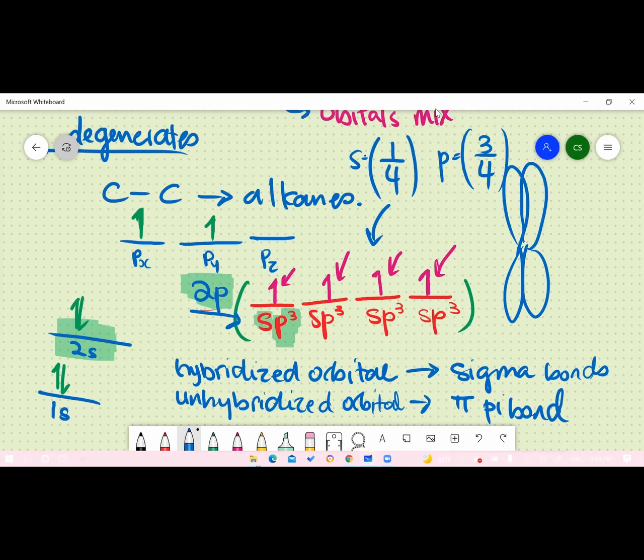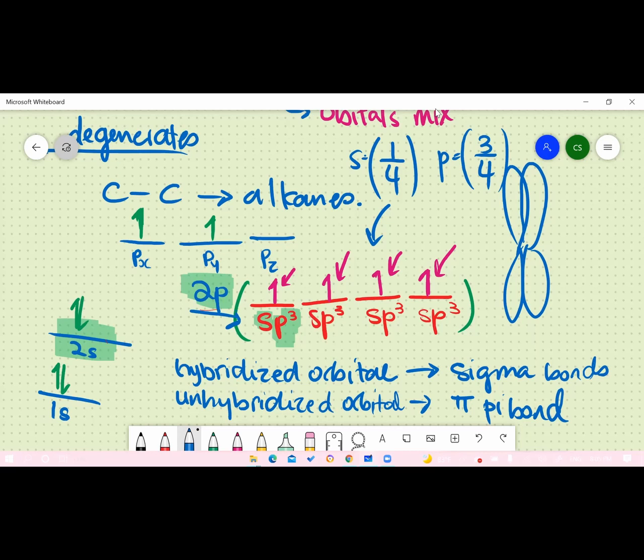Yes, miss. What's a quarter as a percentage? A quarter is 25%, and three-quarters is 75%. So it would be 75% character of the p orbital, and it has 25% of the s orbital character.